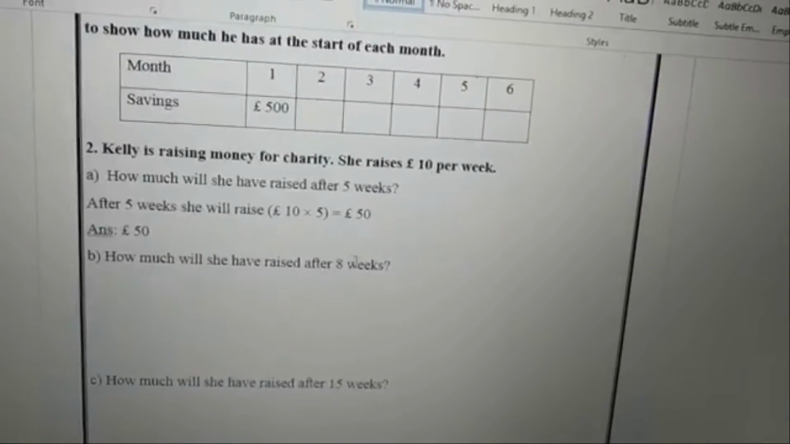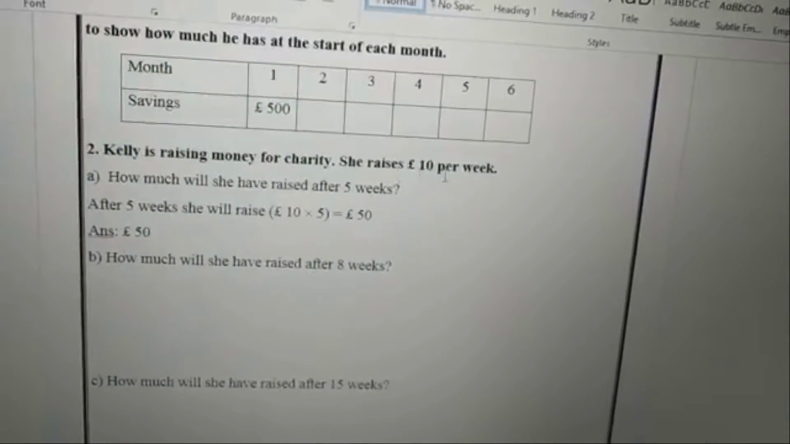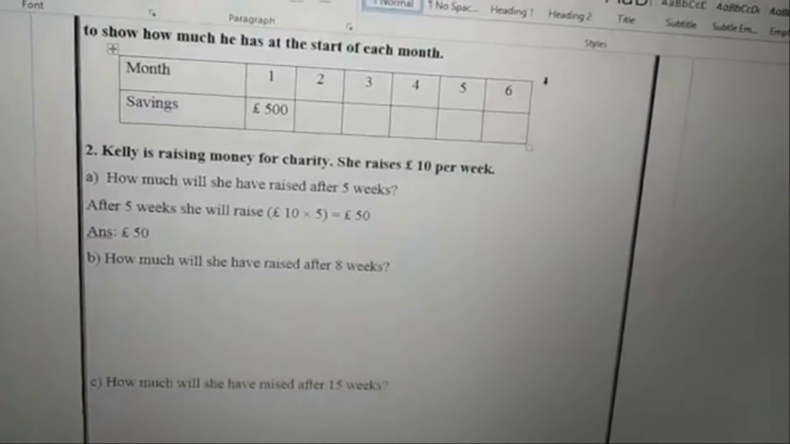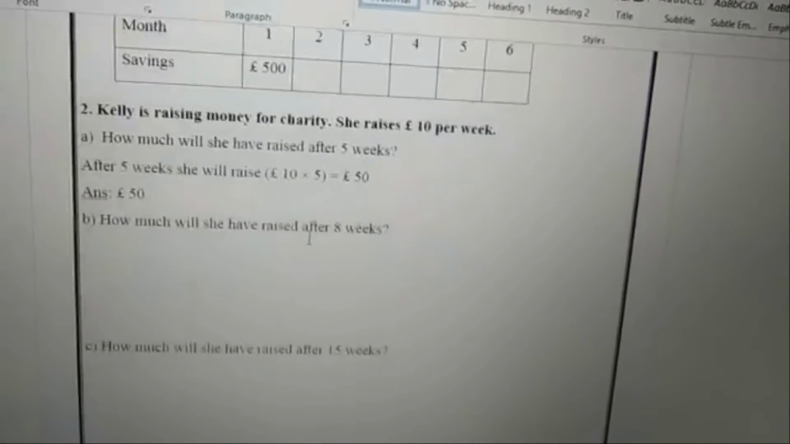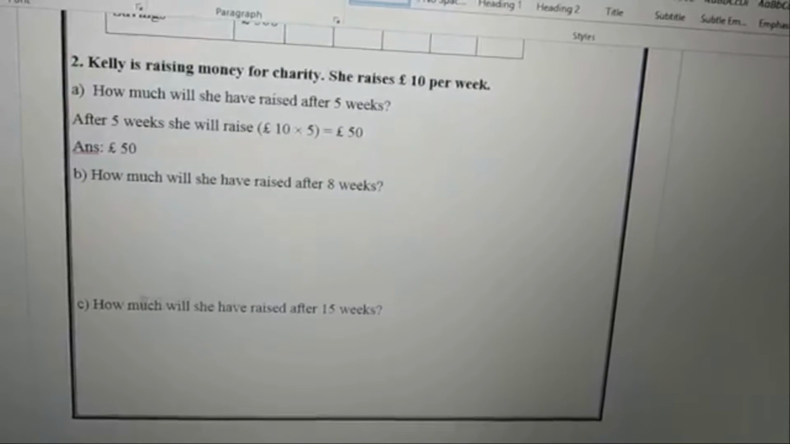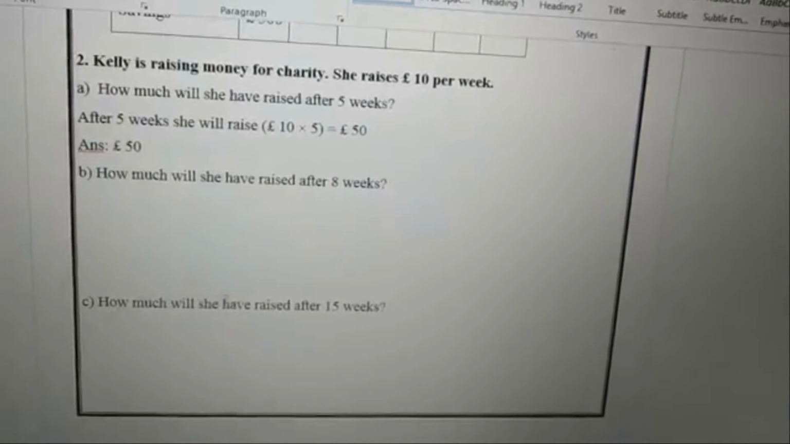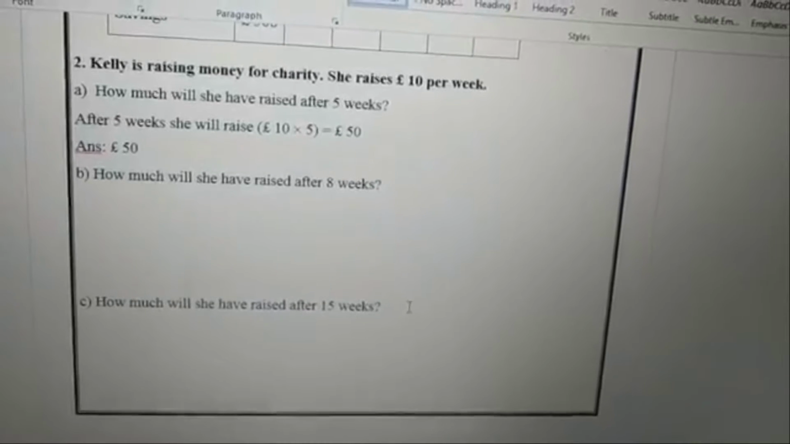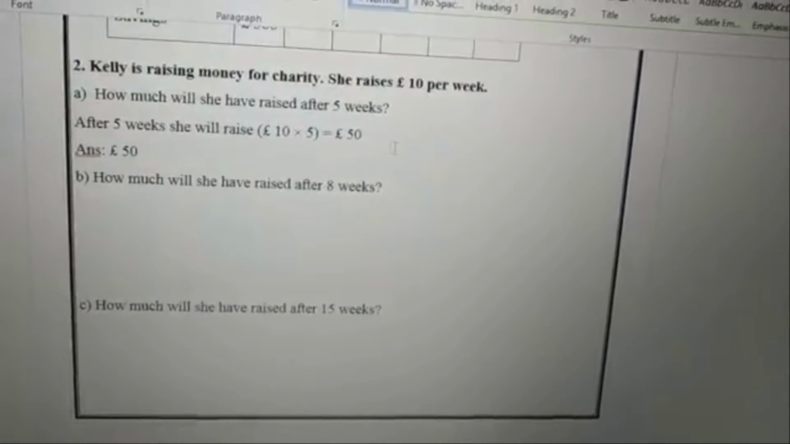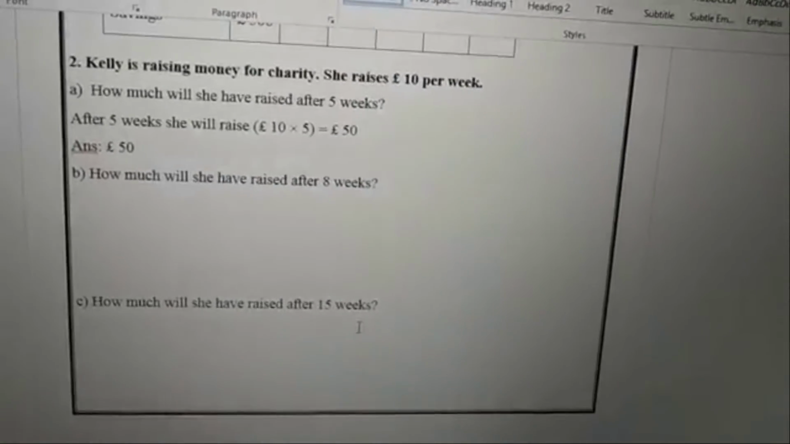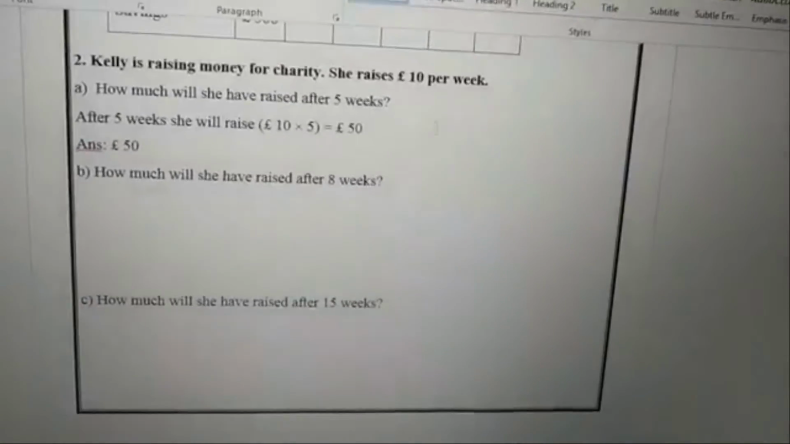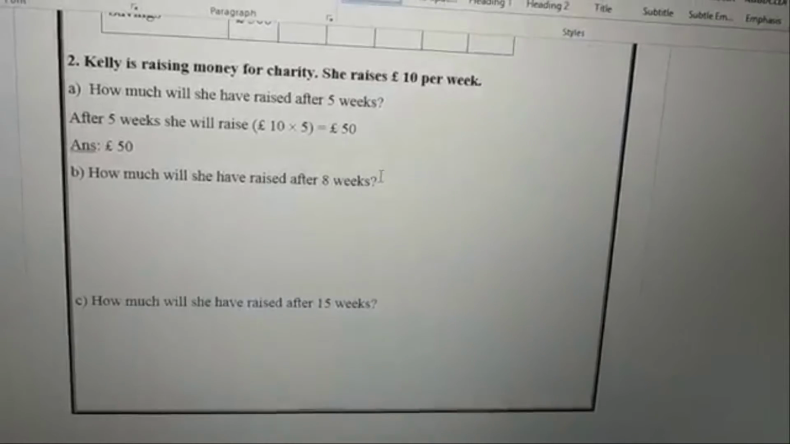How much will she have raised after 8 weeks? So here the number of weeks is 8 and per week amount is 10. So we have to multiply again. Number C is also same. How much will she have raised after 15 weeks? So here we have to multiply this amount £10 per week by 15. Number of weeks is 15. So we have to multiply 15 and 10. Then we will get the answer.